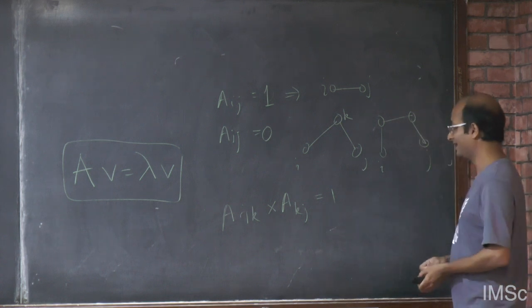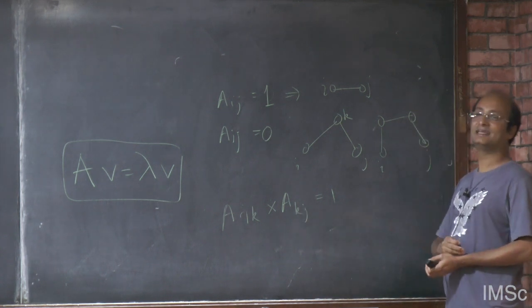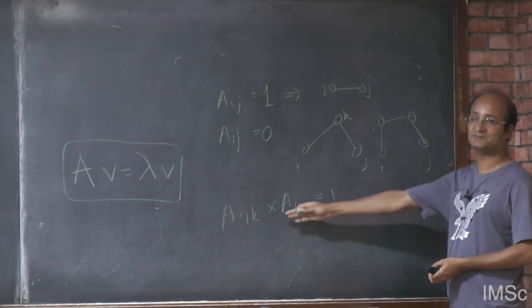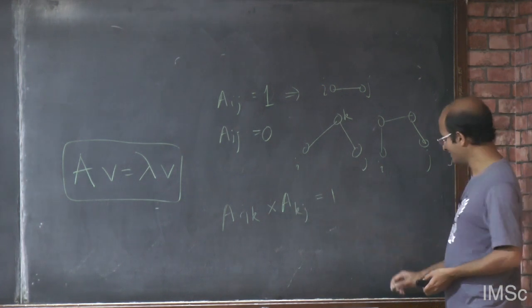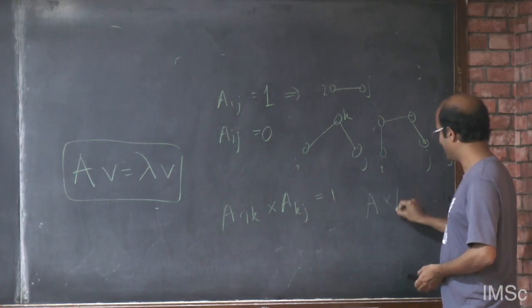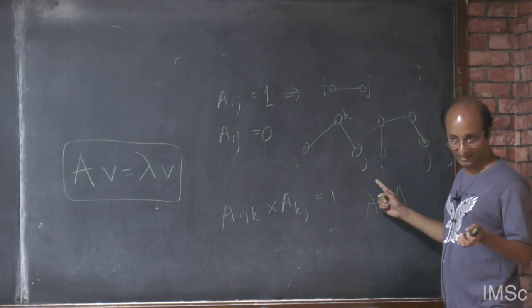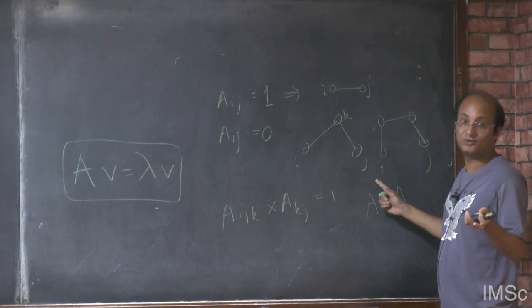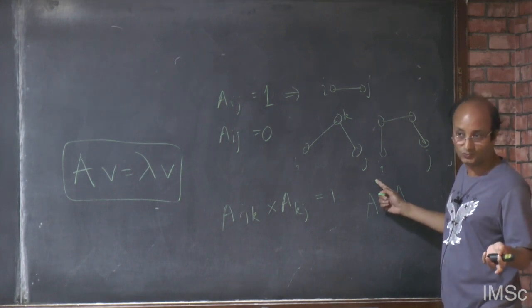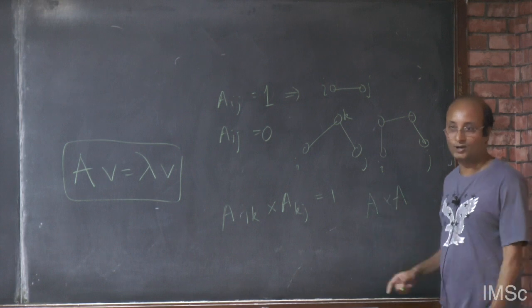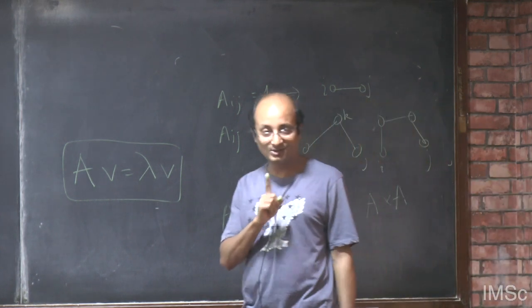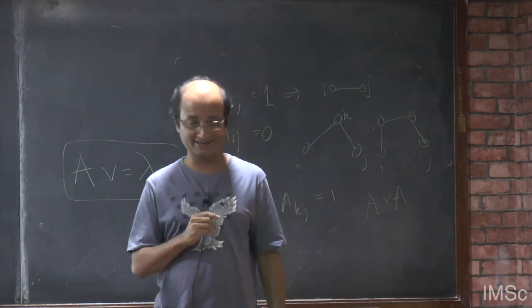Now, just think of this in matrix notation. What does this mean? This means that if you multiply A with A, then all the entries which are non-zero, essentially correspond to paths of length 2. Okay. Now I am saying non-zero and I am not saying 1. Why?